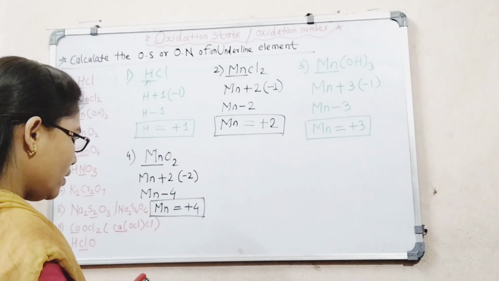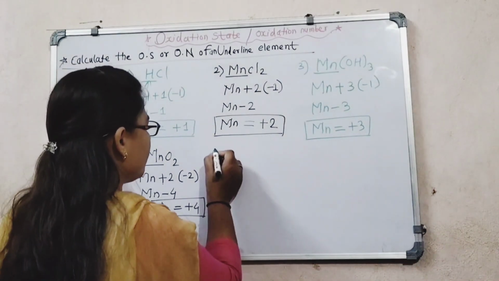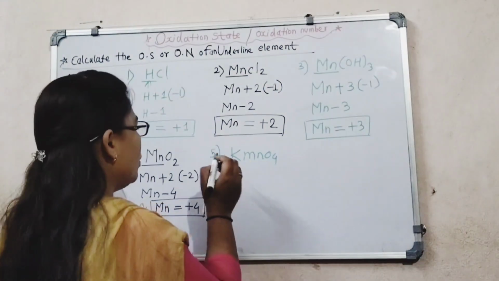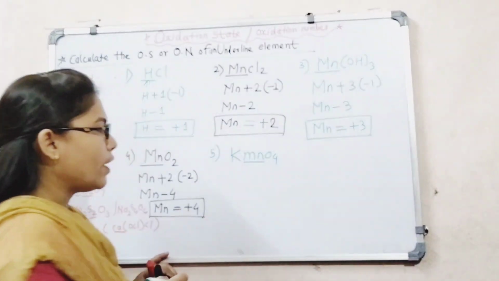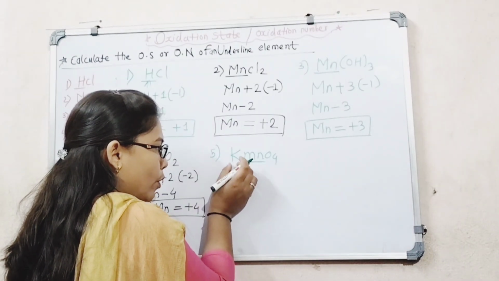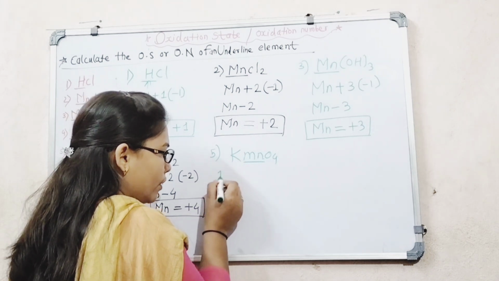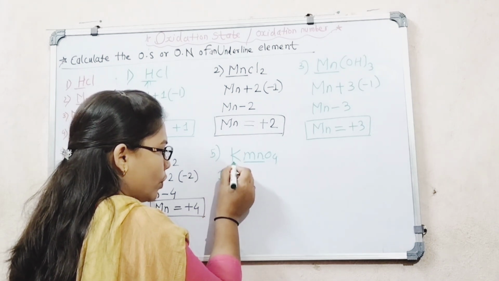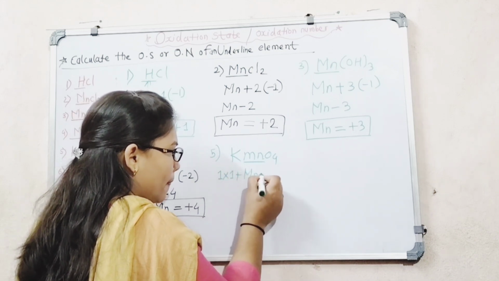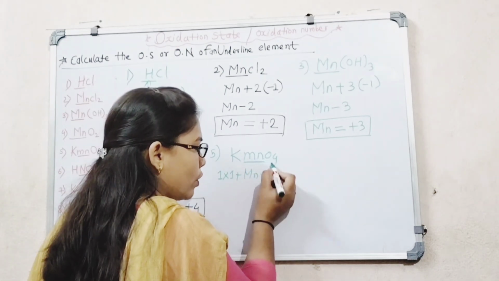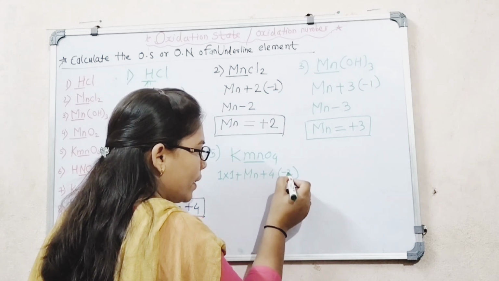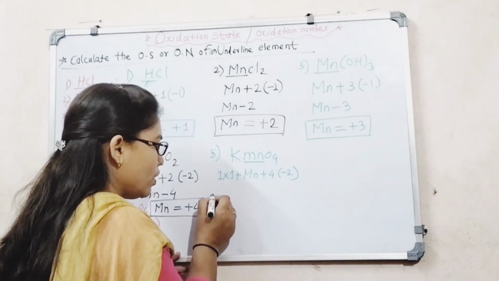Then we see the fifth example, that is KMnO4. In this example, we have to calculate the oxidation state of Mn. So I write the oxidation state of K. How many K are there? 1. So I write 1 times the oxidation state of potassium, which is +1. So I write 1 plus Mn plus, how many oxygen? 4. And the oxidation state of oxygen is -2, so I write -2. Calculate it.